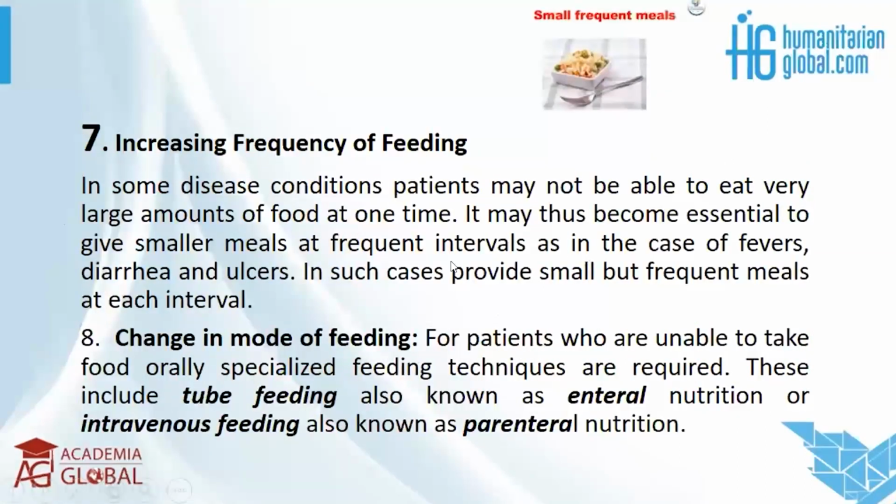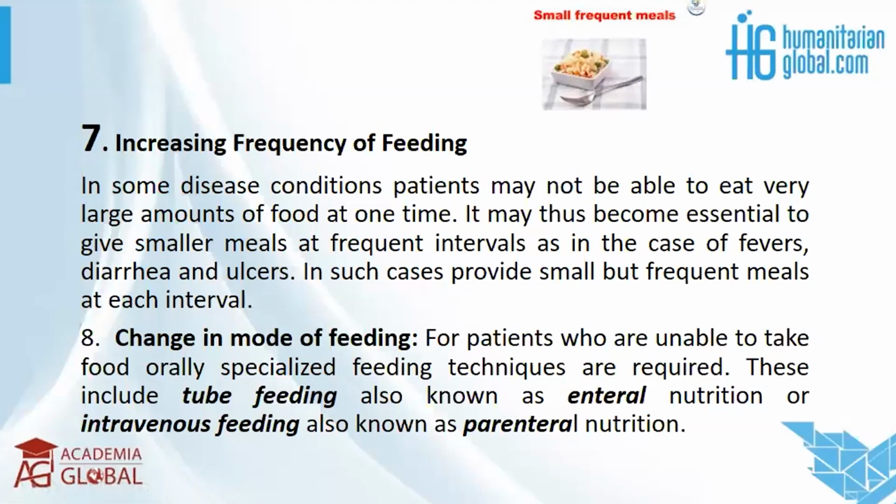Frequency, and now we are coming to the end. This is our last slide. Then you could also modify the diet, the general modification of diet, by increasing the frequency of feeding. In some disease conditions, patients may not be able to eat very large amounts of food at one time. It may thus become essential to give smaller meals at frequent intervals, as in the case of fevers, diarrhea, and ulcers. In such cases, provide small but frequent meals.